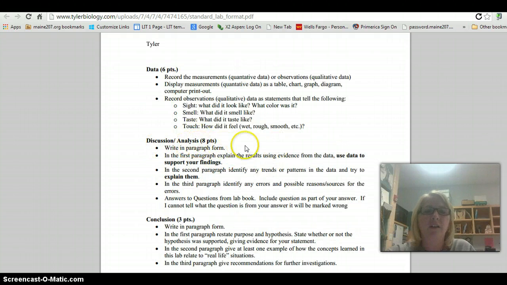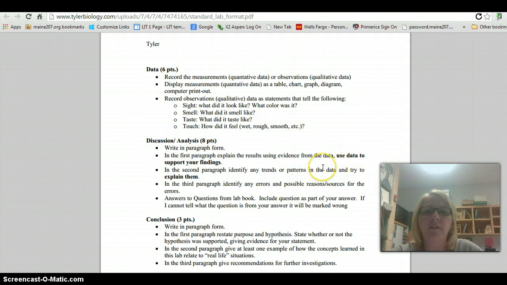The discussion analysis, you're going to be writing 3 paragraphs. That's really important, in addition to having answers to the questions from the lab book. So you're having 3 paragraphs. In the first paragraph, explain the results using evidence from the data, and you need to use data to support your findings. It's really important. If you don't use data to support your findings, you're going to lose a point here.